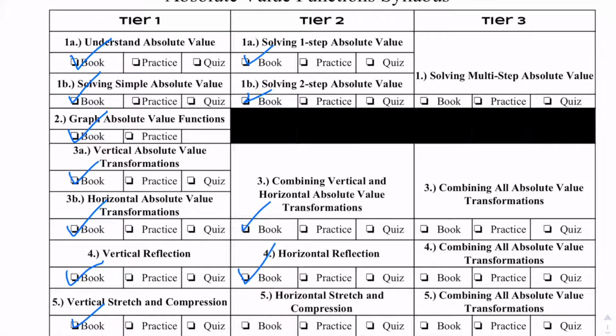Hello, Algebra 2 students. We're back in our absolute value function syllabus, and we're doing Tier 2, Lesson 5, which is horizontal stretch and compression. So let's check off our booklet.